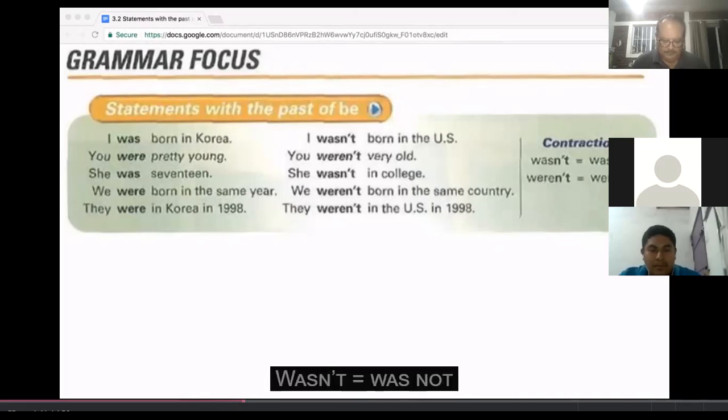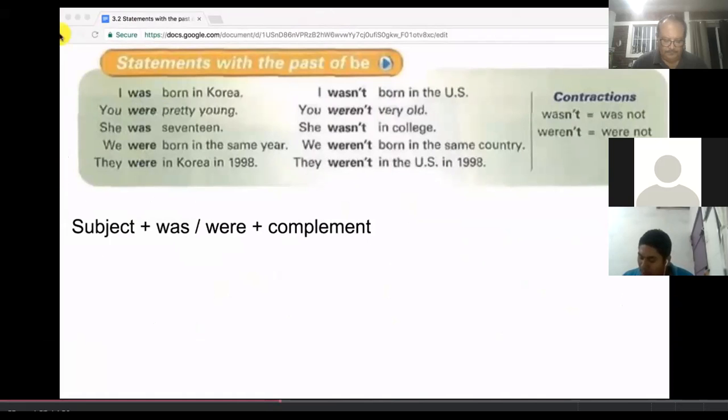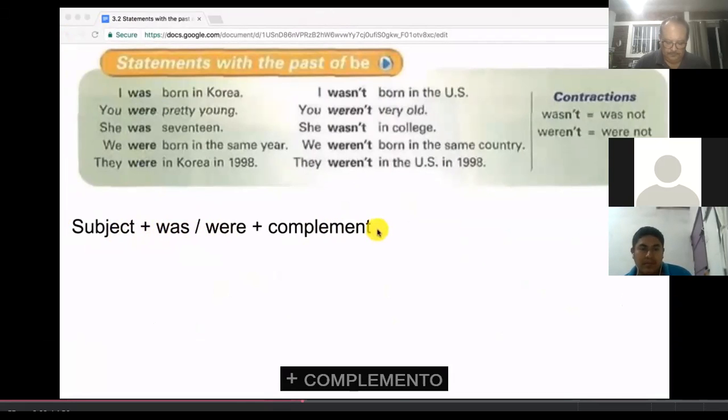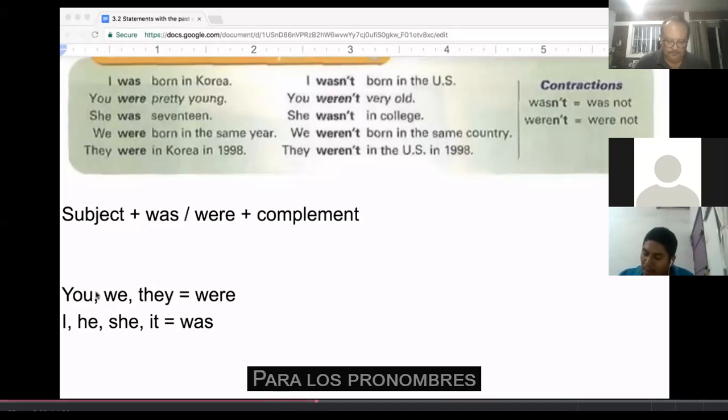Contractions. Wasn't equals was not. Weren't equals were not. We can follow this formula to form positive statements in the past with be. Subject plus was or were plus complement. We need to remember the following. For the pronouns you, we, and they, we will use were. And for the pronouns I, he, she, and it, we will use was.